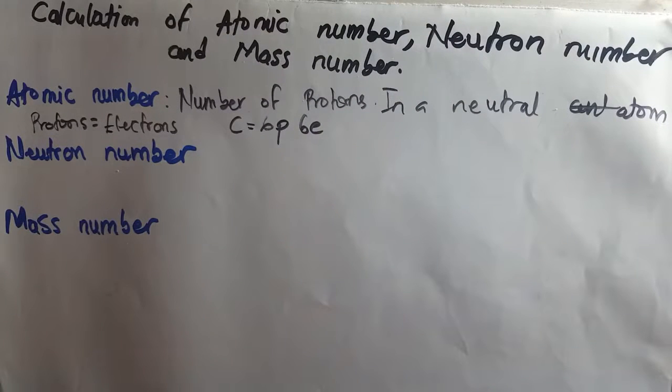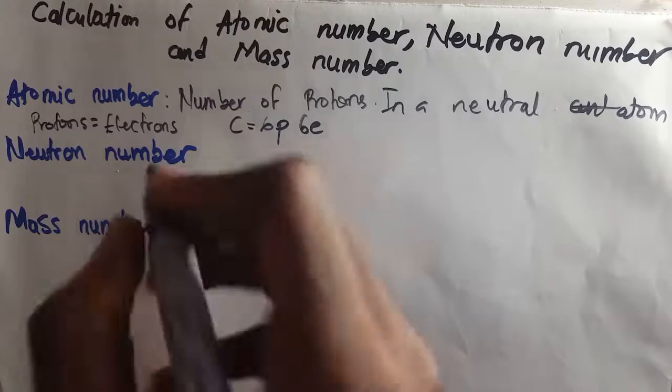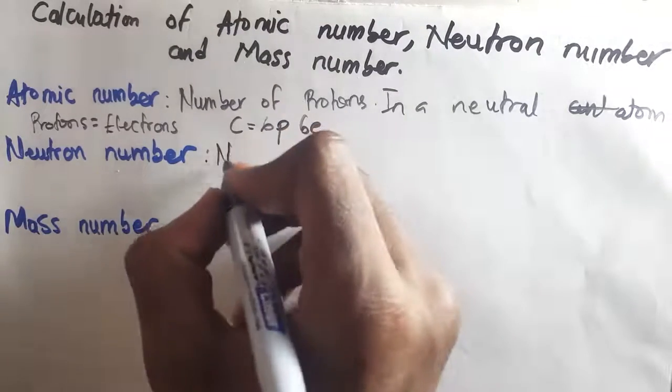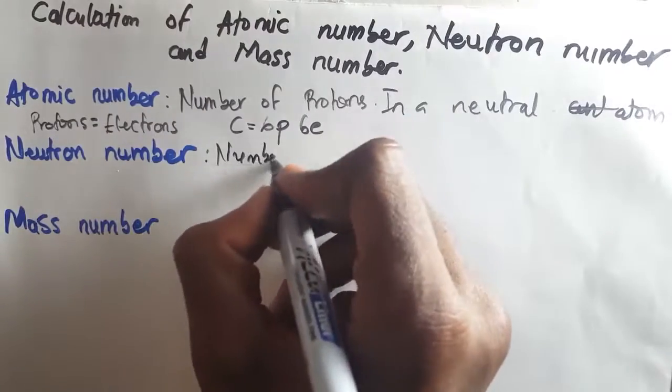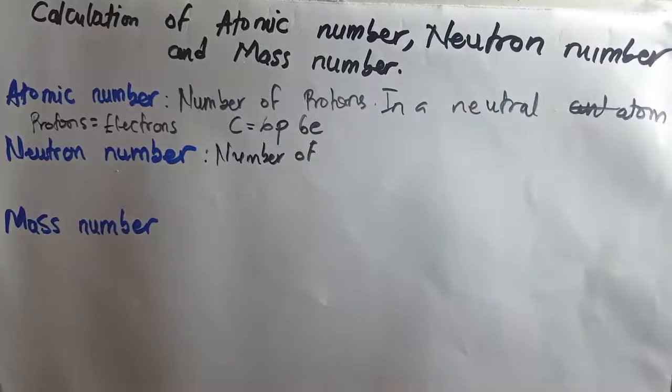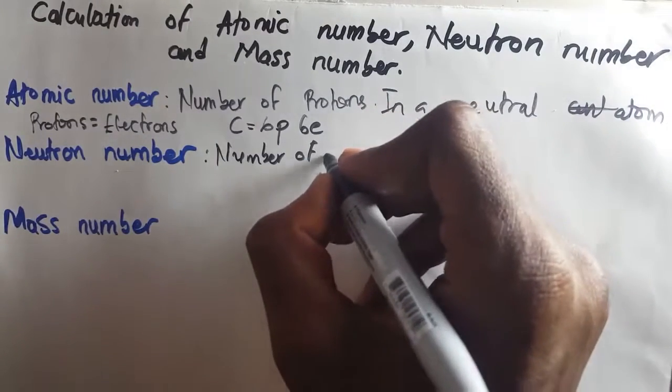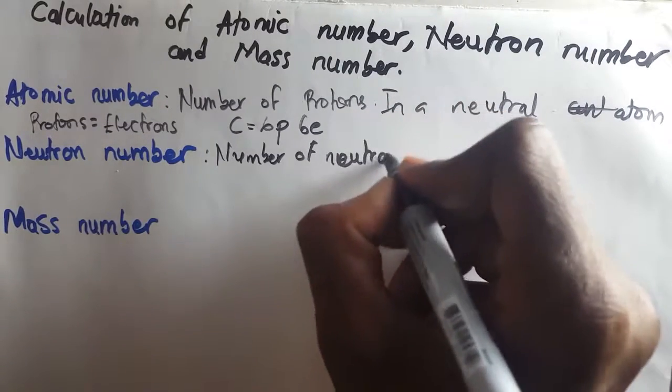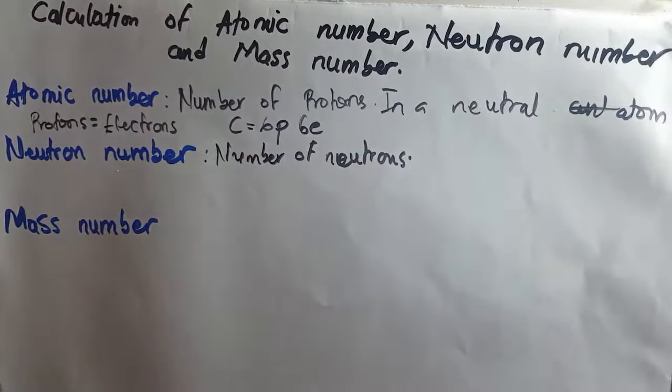So that is what you need to know about atomic number. Atomic number refers to the number of protons, and in a neutral atom, the number of protons equals the number of electrons. The next thing you need to know is neutron number. Neutron number is about the number of neutrons. It just represents the number of neutrons in an atom. And we know that the neutrons are located in the nucleus of an atom. So that's all you need to know about neutron number.